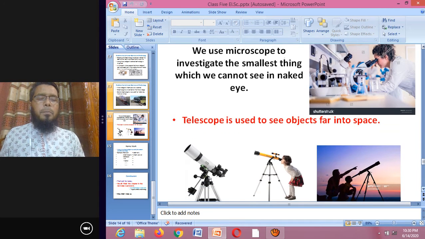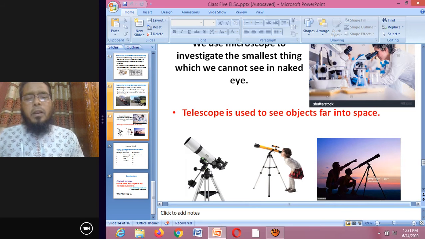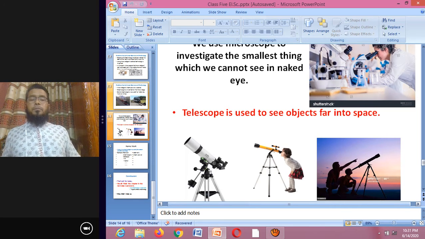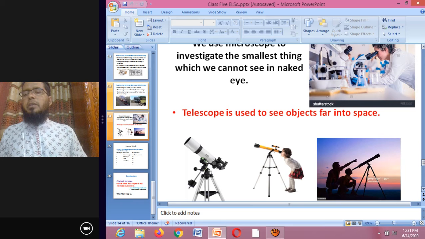In the slide we can see three pictures. All are about the space telescope. A telescope is used to see objects far into space, and from the ground we can see the stars in the sky or in the far space. NASA scientists and other aeronautic scientists are using telescopes regularly, and they are advancing science. So technology is also advancement of science.